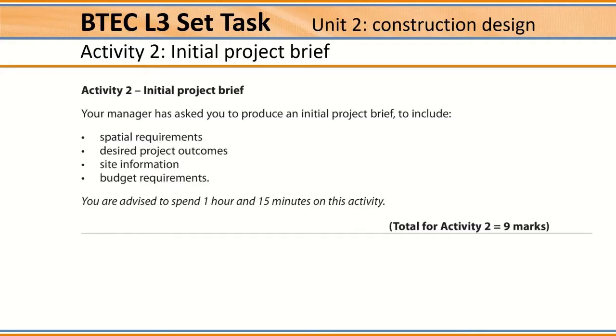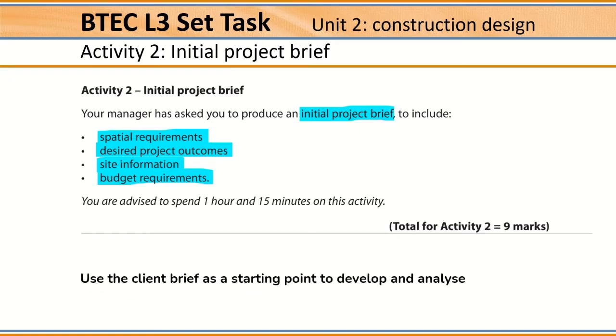Activity 2. Initial project brief. Your manager has asked you to produce an initial project brief to include spatial requirements, the site project outcomes, site information, and budget requirements. Use the client brief as a starting point to develop and analyze.